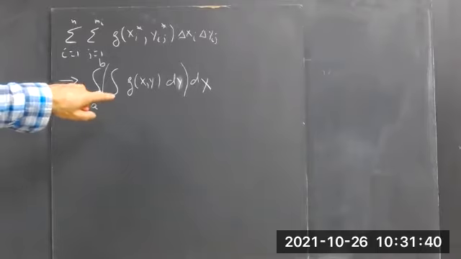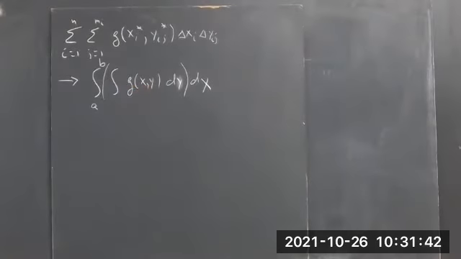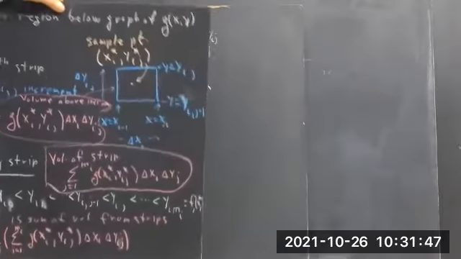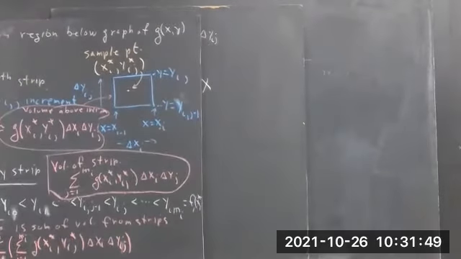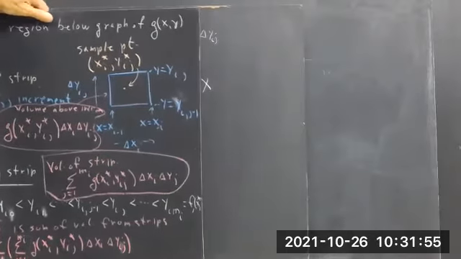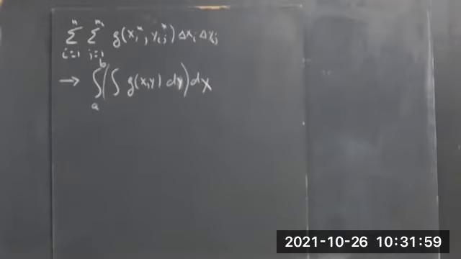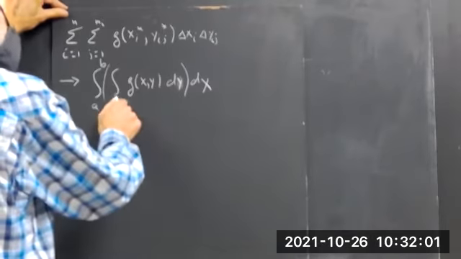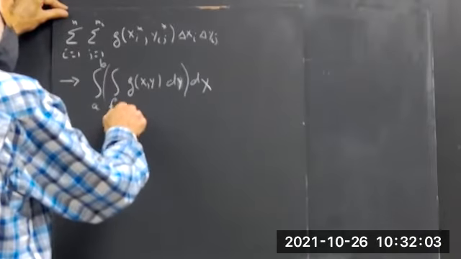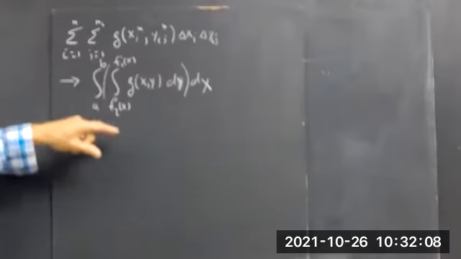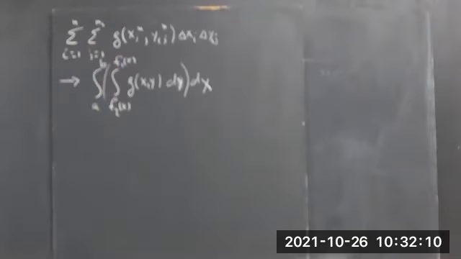Okay. What are the limits on my y interval? Well, you recall that each y strip goes from f2 of xi star to f1 of xi star. So I go from f2 of x to f1 of x.